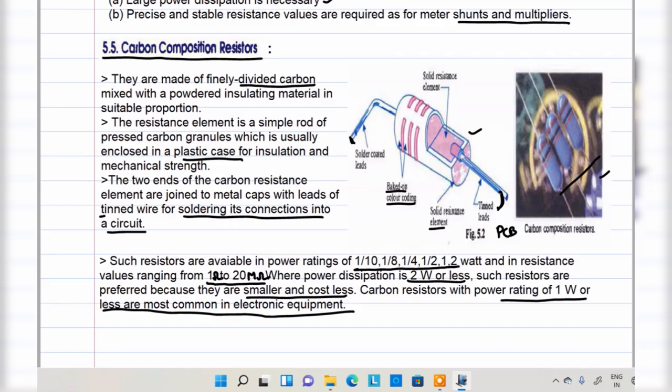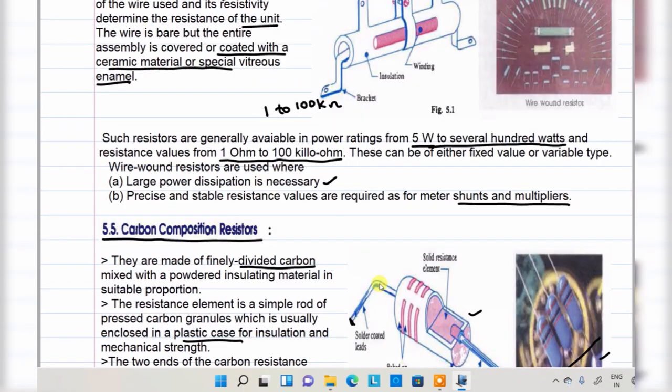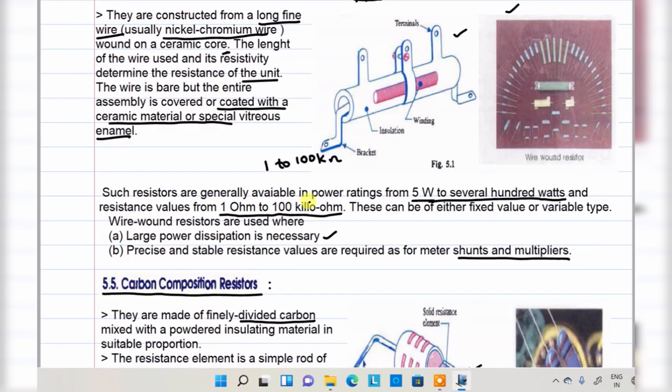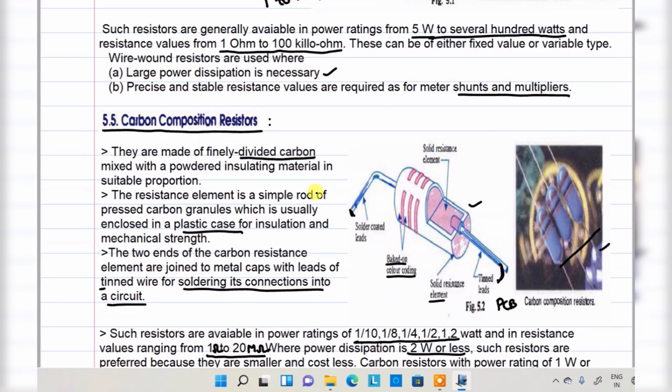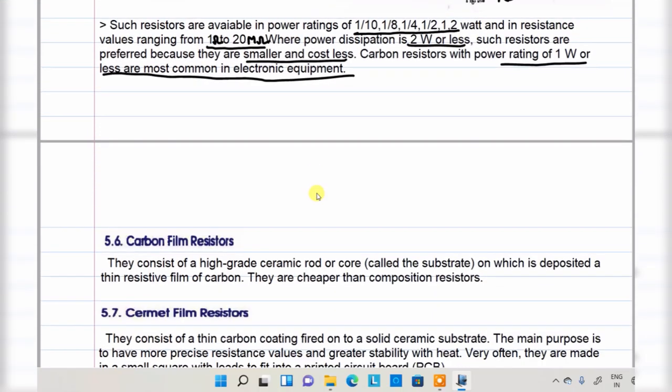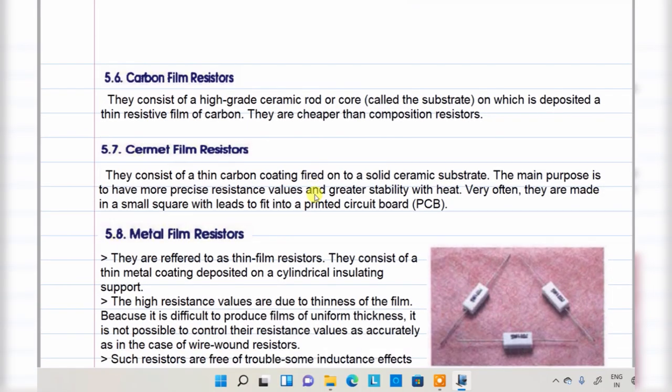Now, are all of you clear about the two resistors? The first one is the wire wound resistor. These are used from 1 ohm to 100 kilo ohms. Wattage is 5 watts to several watts. In case of less than 2 watts, we use the carbon composition resistance, but the resistance values are 1 ohm to 20 megaohms. It is a very high range of resistance.